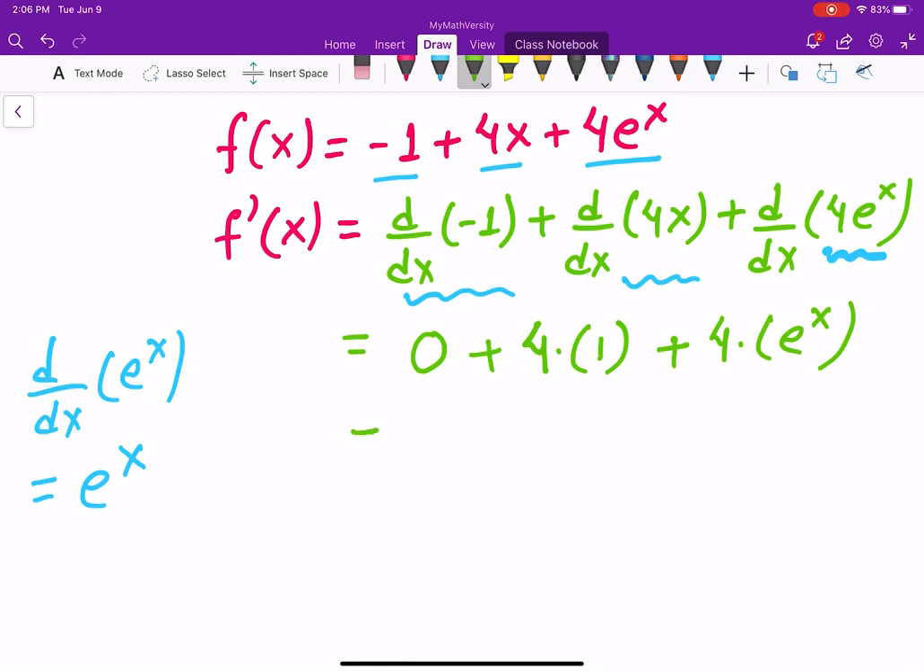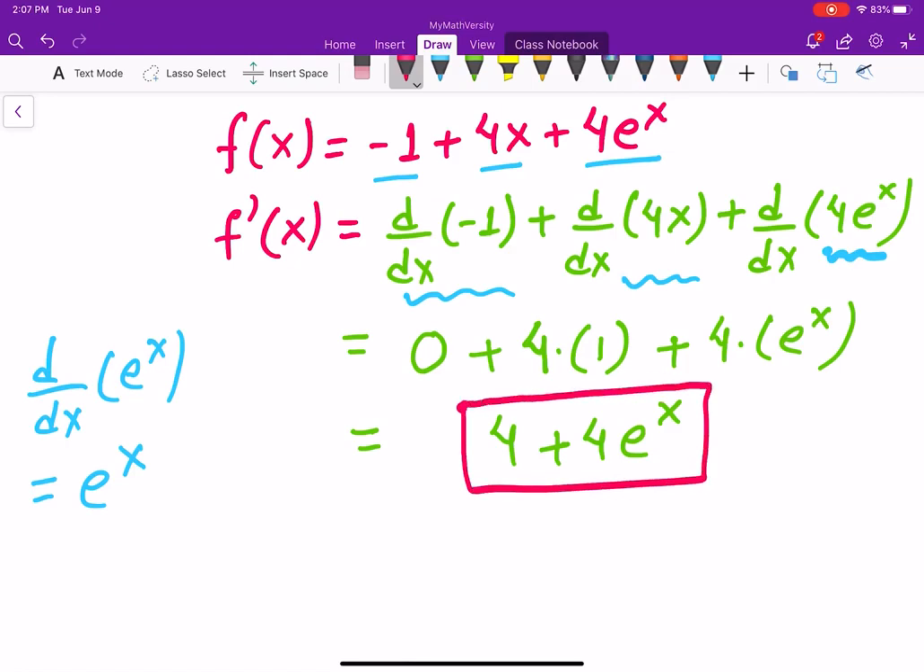Now we have already figured out our derivative, but if you want to simplify it, we can write 0 plus 4 times 1, which is 4, plus 4 times e to the power x. 4 plus 0 is 4, right? So 4 plus 4 times e to the power x is the derivative of the given function. So this is the derivative.